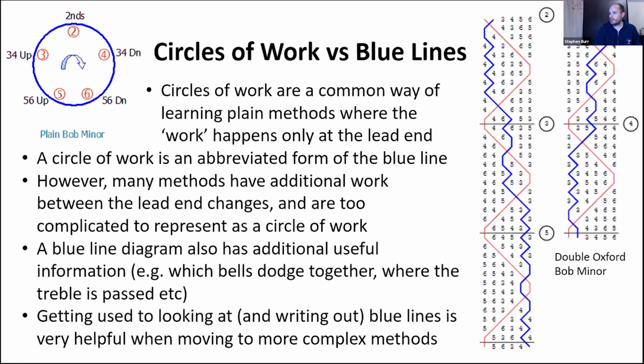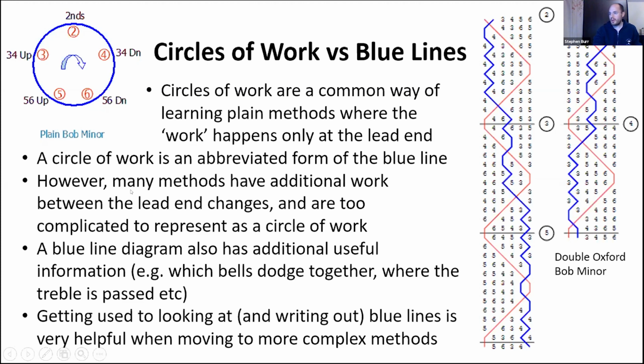So first of all, circles of work. Circles of work are a very common way of learning plain methods where most of the work is happening at the lead end. So in most cases when the treble leads, there's a dodge or there's some places and so on. Many people will be familiar with this sort of diagram in the top left, which is the circle of work for plain bob minor, showing where each bell starts and the order in which the work comes. So the circle of work is actually just an abbreviated form of the blue line. It misses out the plain hunting between each of these bits of work and makes it very concise and easy to understand.